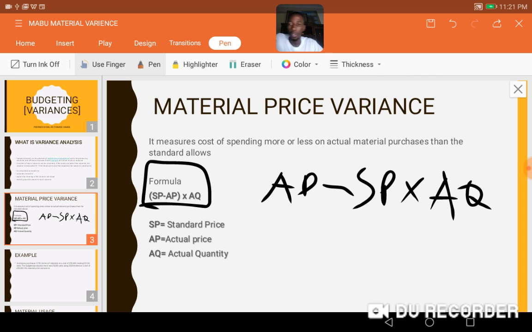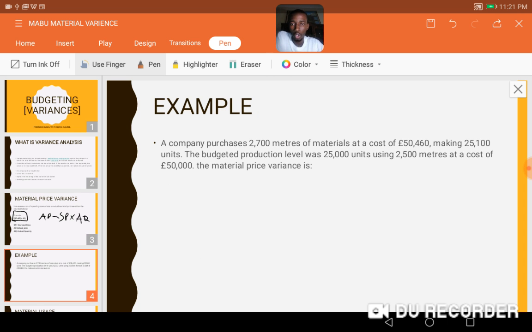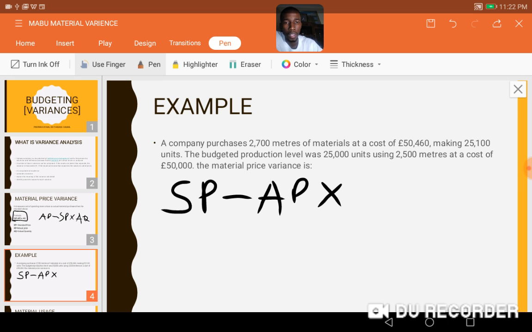Yes, so let's check the example. Then we try to work out the price variance using this formula. They're saying the company purchased 2.7 meters of material at a cost of 50,460. The budgeted production was 25,000 using 2.5 meters at a cost of 50,000. What is the price variance for the material? Our formula again: standard price minus actual price times actual quantity. So what is our actual price here? We are given the cost of the purchases.